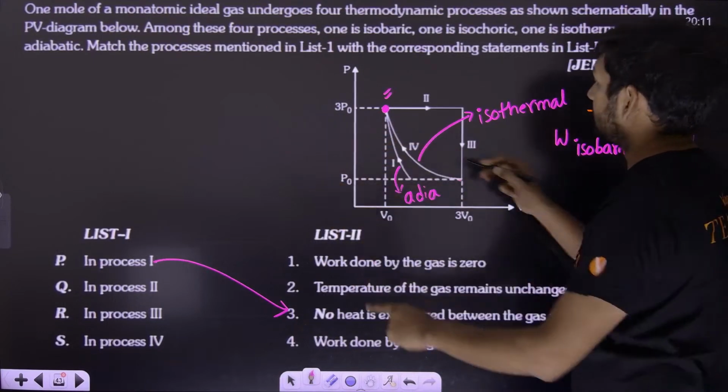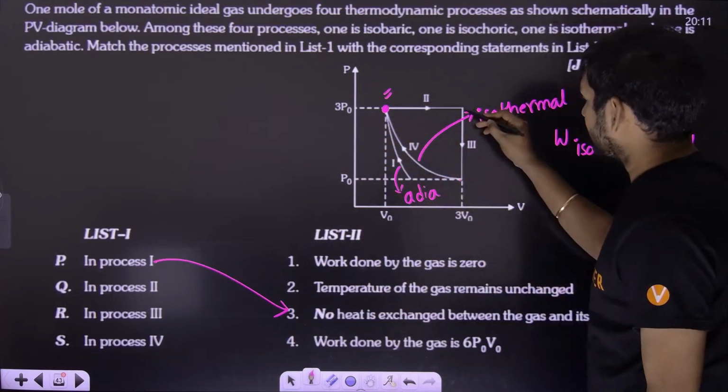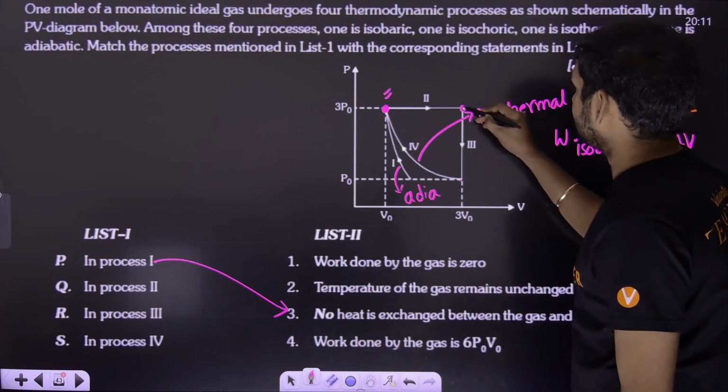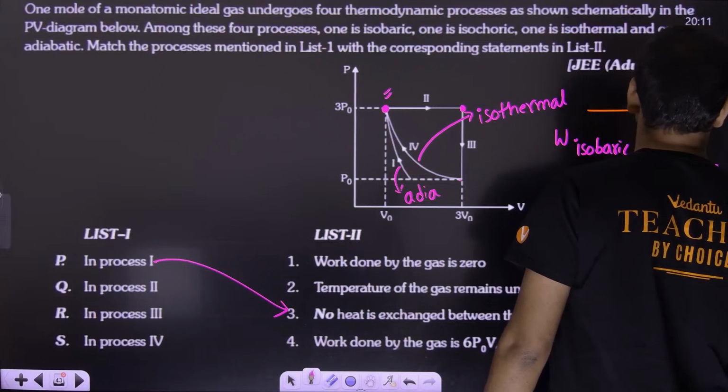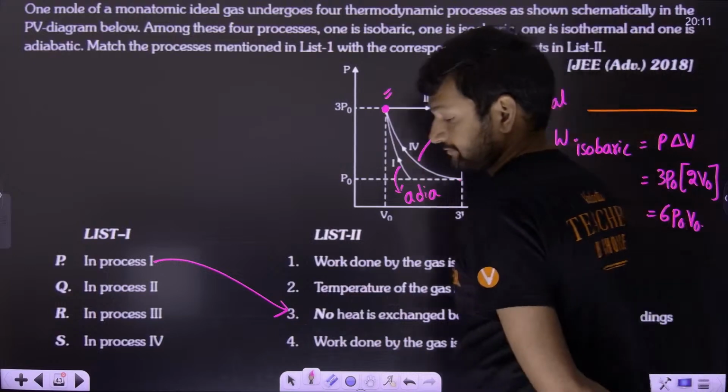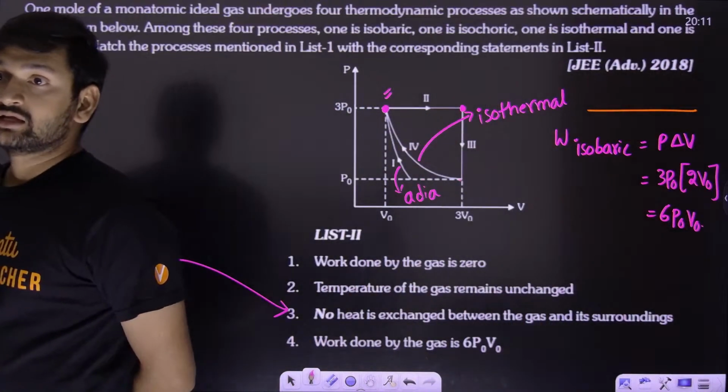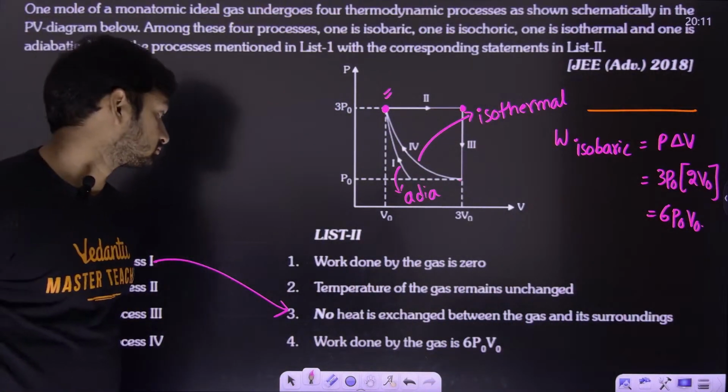What is the change in volume? It started here at V naught volume. What is the volume it went to? It went to 3V naught. So 3V naught minus V naught is going to be 2V naught, which is going to give 6P naught V naught. 6P naught V naught. Okay.